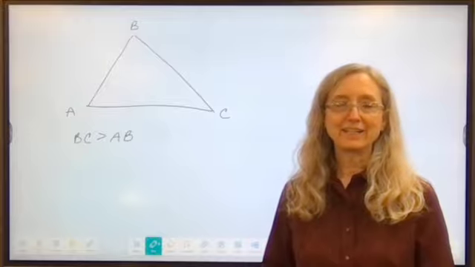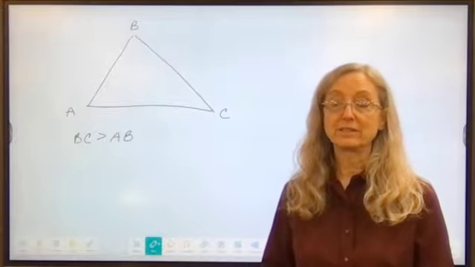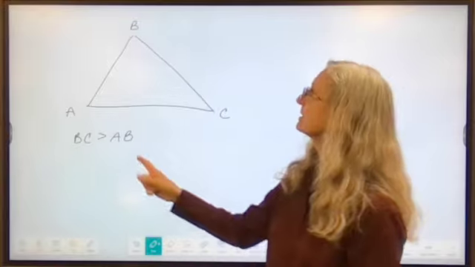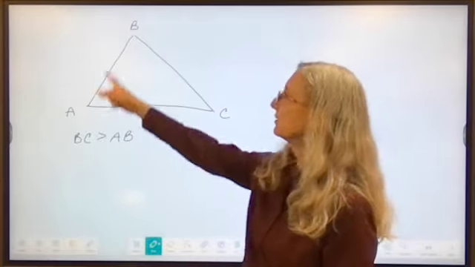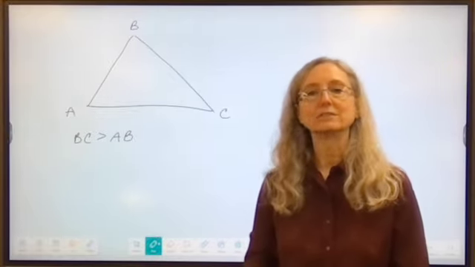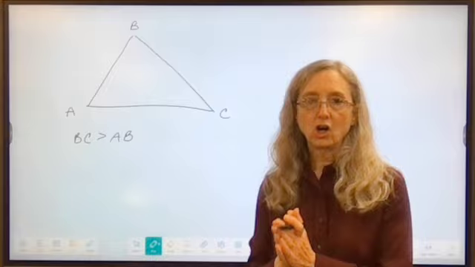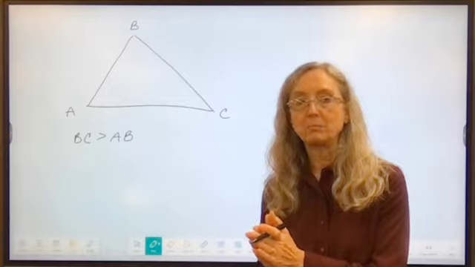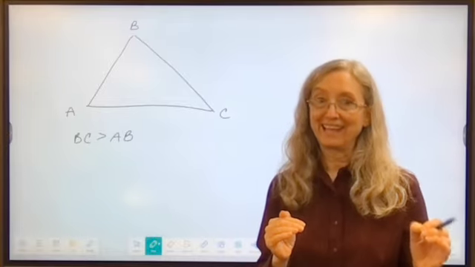Let's look at another example of inequalities in a triangle. Here is triangle ABC, and I am telling you that side BC is greater than side AB. What you want to know in triangles is that the longer or the larger side is across from, or opposite, the larger angle.